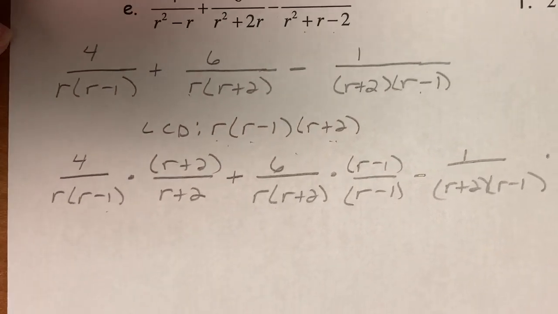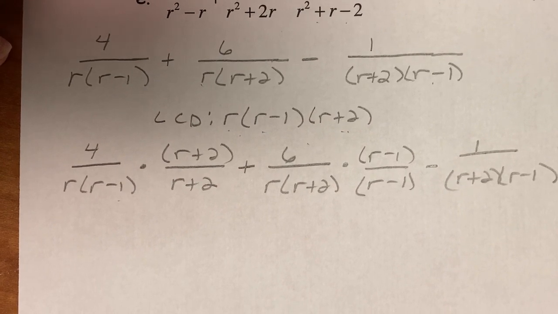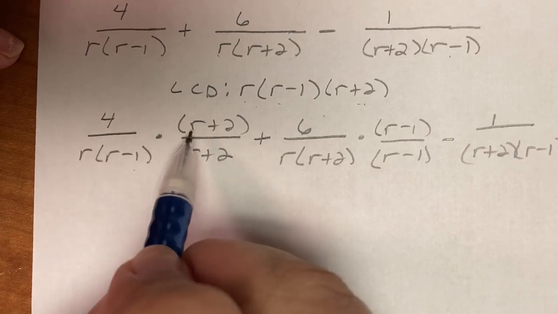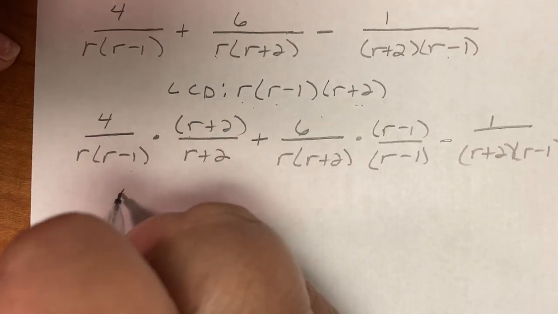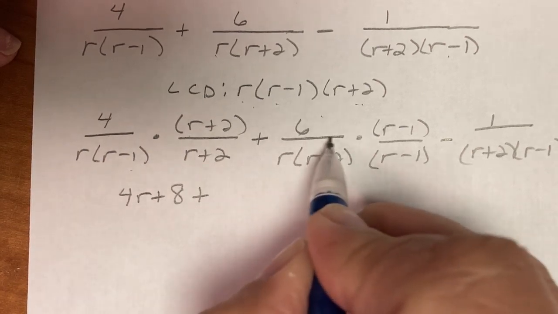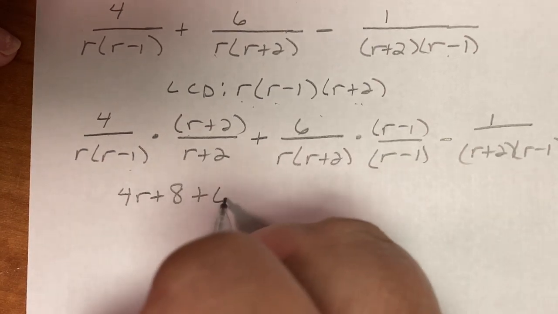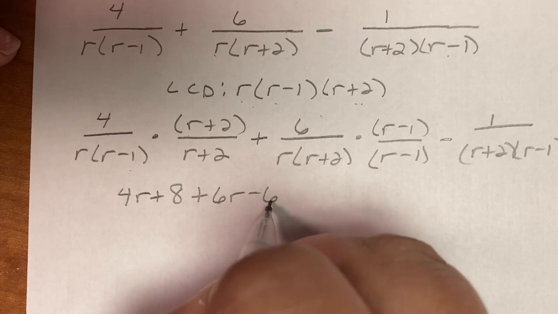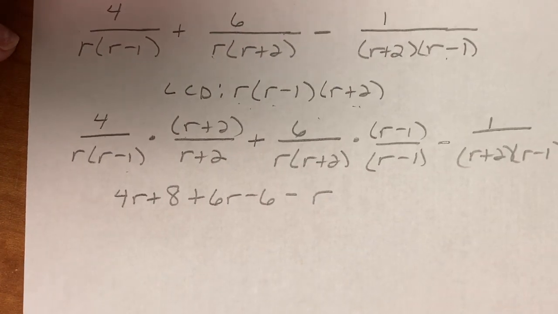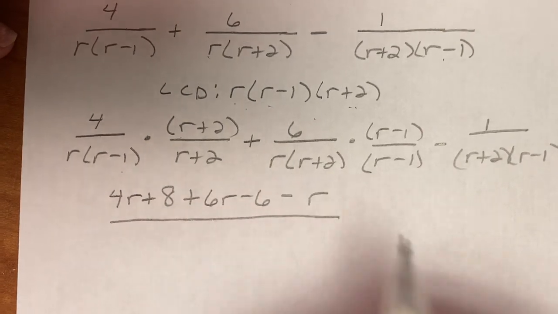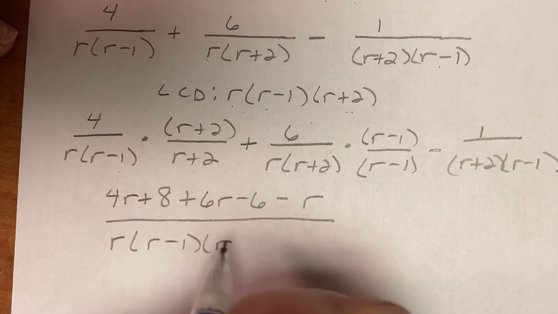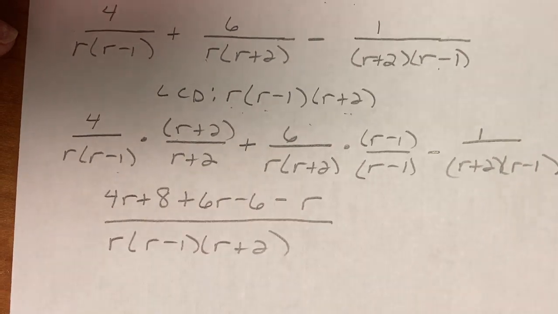So that takes a lot of work to write that step, but it helps so much. So let's go ahead and multiply out our numerator. If I take 4 and multiply it by r plus 2, I'm going to get 4r plus 8 plus, now let's do this one, 6r minus 6, and then minus 1 times r, which is simply r. And that's going to go over my LCD, which I know is r times r minus 1 times r plus 2.